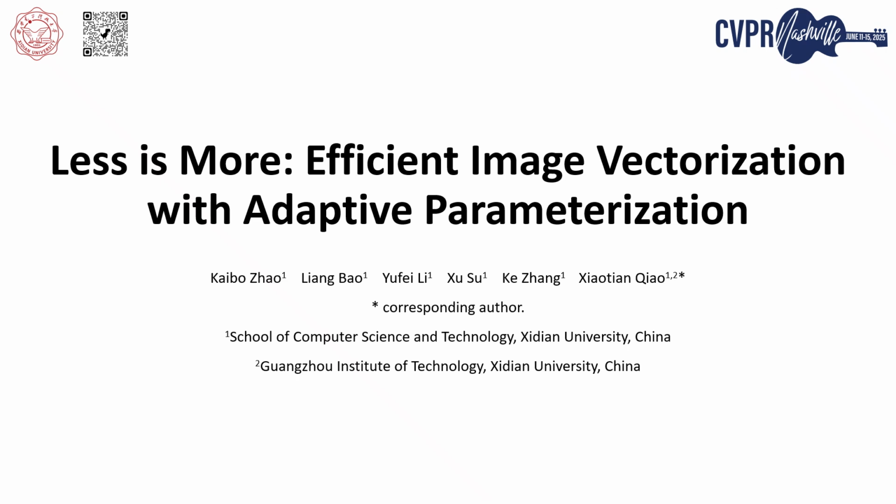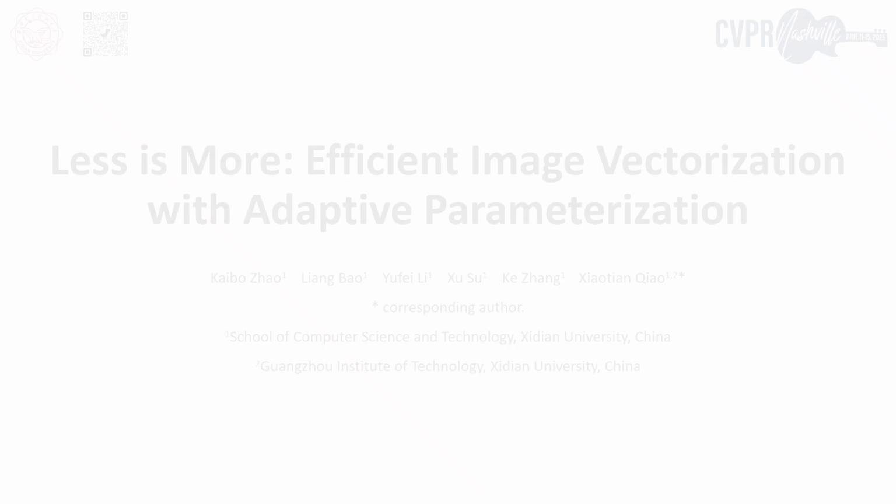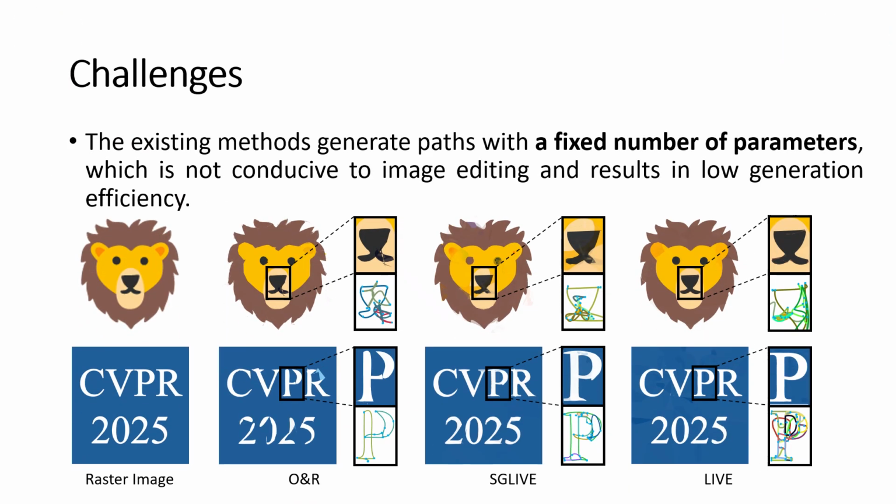I'm happy to be here to introduce our work about efficient image vectorization with adaptive parameterization. In recent years, we have witnessed significant progress in image vectorization, particularly with the adoption of optimization-based and neural network-driven methods. These approaches have demonstrated improved vectorization accuracy and the ability to handle relatively complex images.